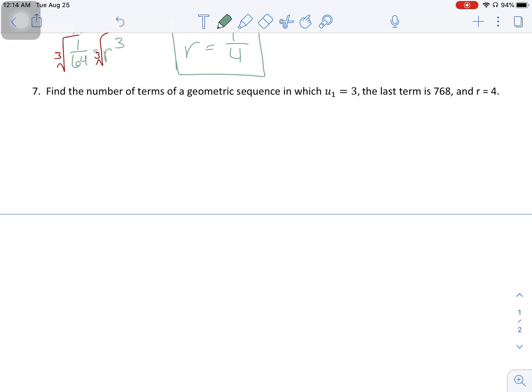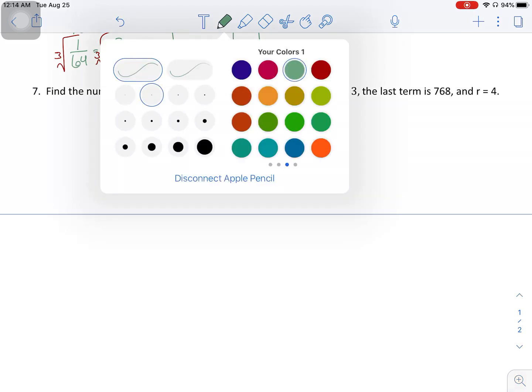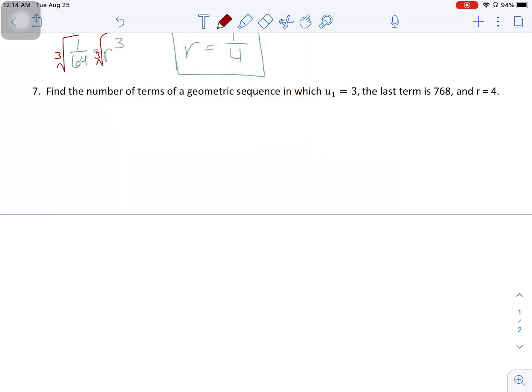All right, so let's see what we've got here. Find the number of terms. So I want to know n in this problem. When I know my first term, I know my last term, and I know my ratio, my common ratio is 4. So I'm going to say my last term is 768, which is equal to my first term, 3, times the common ratio raised to the n minus 1 power.